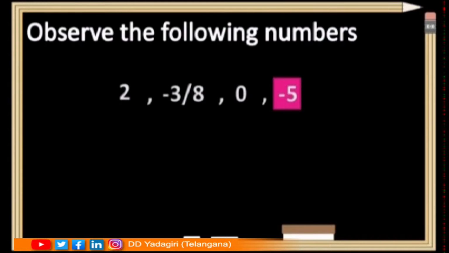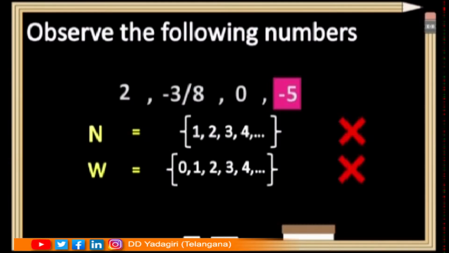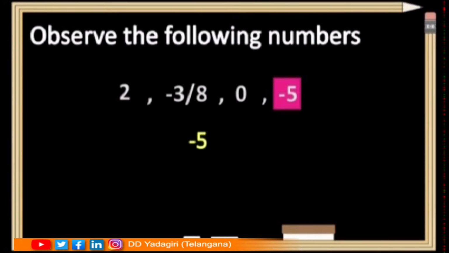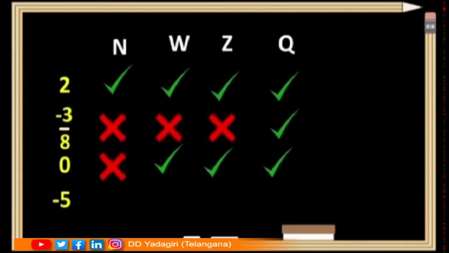Next, take the number minus 5. Minus 5 does not belong to the natural number set, does not belong to the whole number set, but minus 5 is in the set of integers. Minus 5 can be expressed as minus 5 by 1, which is of the form p by q, so it is a rational number. So, students, minus 5 is not in the natural number set, it is not in the whole number set, but it is in the integer set and rational number set.